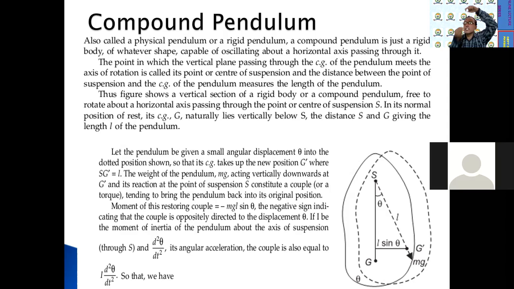That means there is a rigid body, isn't it? There is a rigid body, whatever may be its shape, and this body is capable of oscillating about a horizontal axis passing through it.